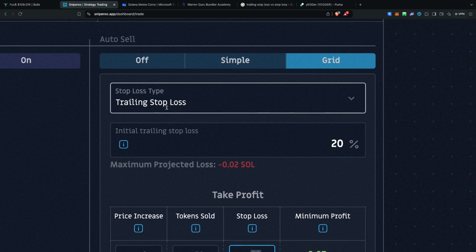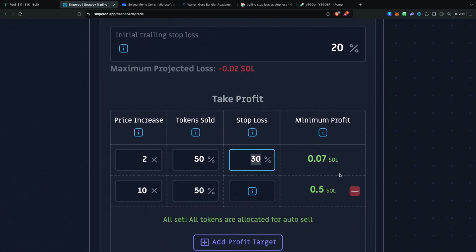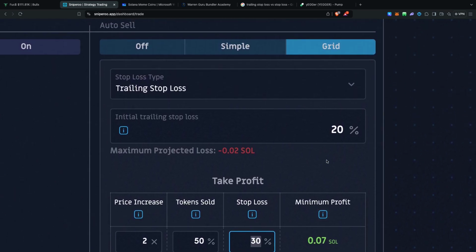A trailing stop loss is far superior to a regular stop loss when it comes to meme coins. So there's no way you are ever going to lose. There's no way you're ever going to be rug pulled by any situation.